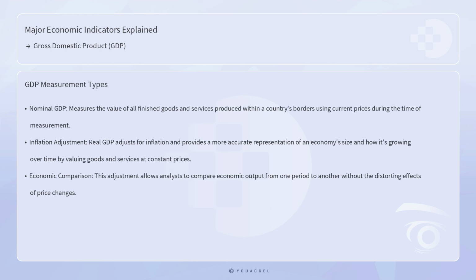GDP can be expressed in nominal or real terms. Nominal GDP measures the value of all finished goods and services produced within a country's borders using current prices during the time of measurement. However, nominal GDP can be misleading because it does not account for changes in price levels or inflation. Real GDP adjusts for inflation and provides a more accurate representation of an economy's size and how it's growing over time by valuing goods and services at constant prices. This adjustment allows analysts to compare economic output from one period to another without the distorting effects of price changes.